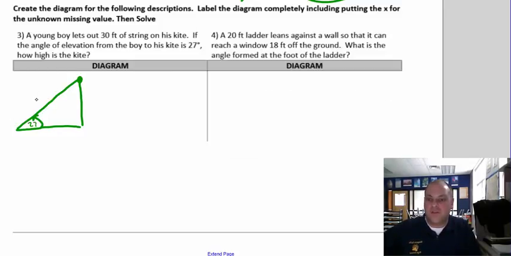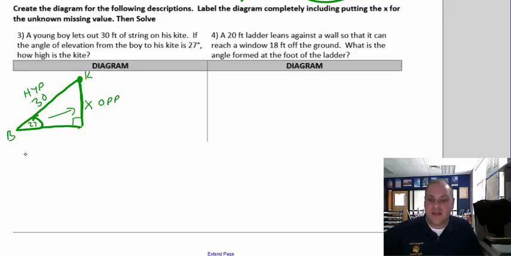He lets out 30 feet of string. So that's the kite string. Here's my kite up here. Here's the boy. And this is just the distance off the ground. How high is the kite? This is the height of the kite right here, how high the kite is off the ground. You're going from the ground straight up. We measure height straight up and down. You should know that. So this is opposite, which we're trying to find, and this is hypotenuse.